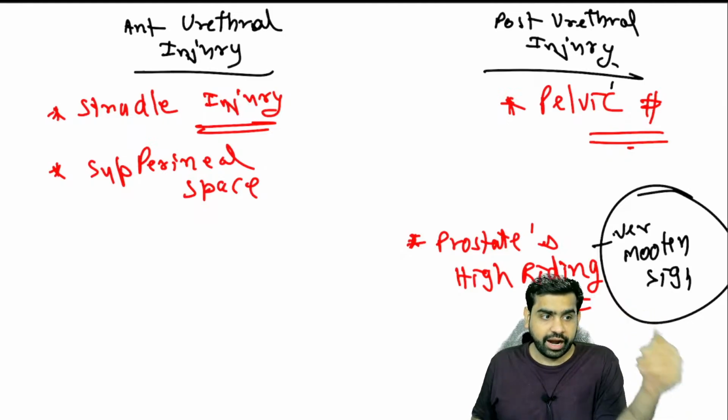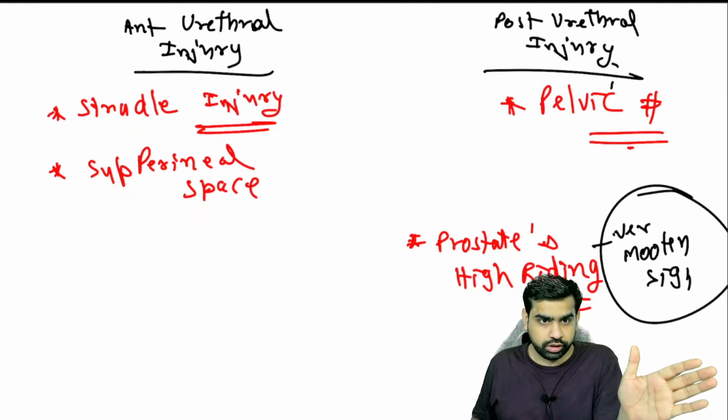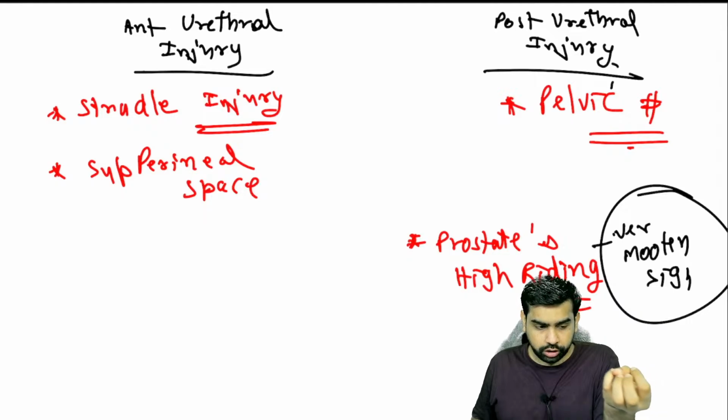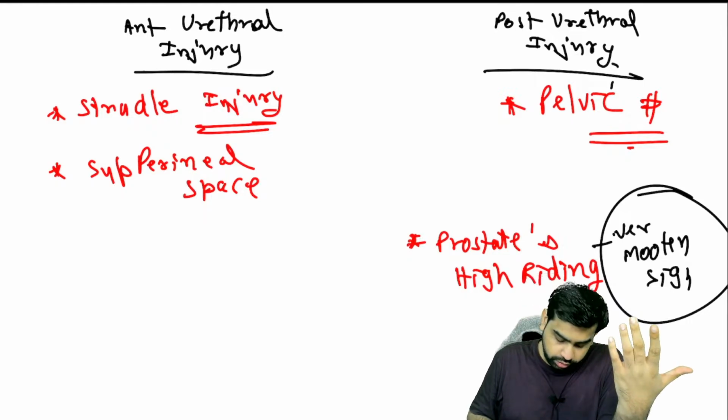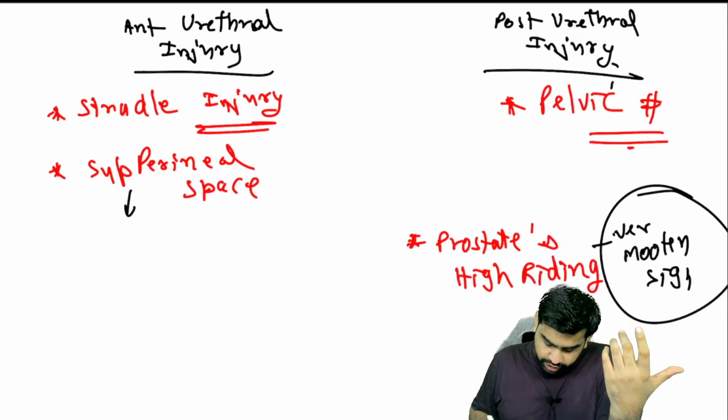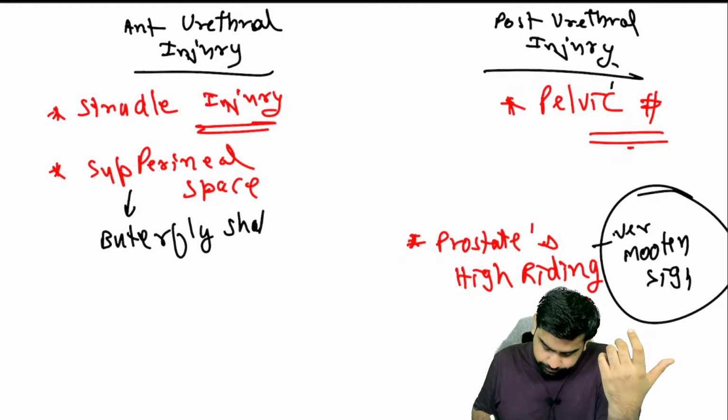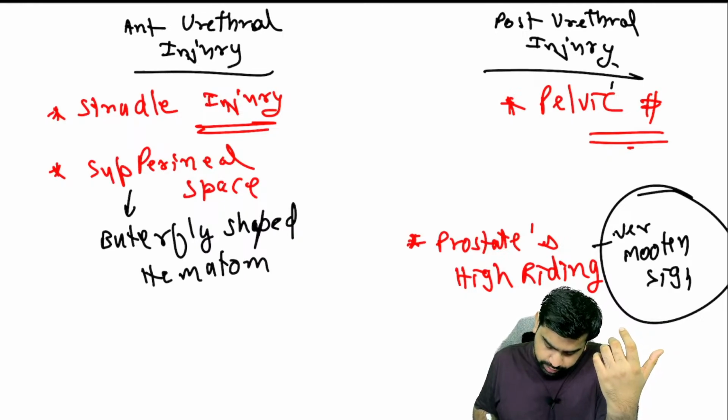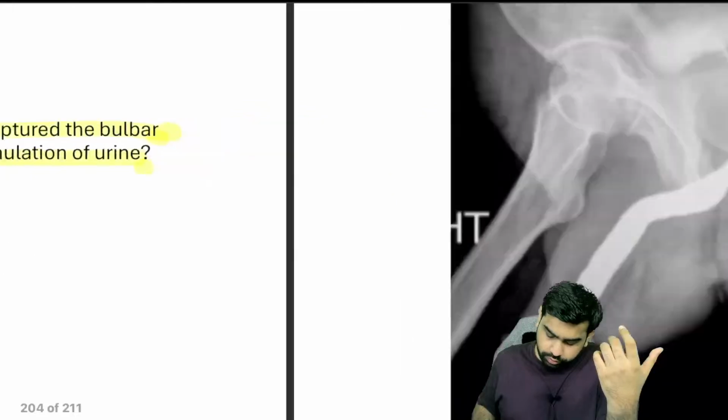I'll repeat it. In an anterior urethral injury, what you need to understand is that a straddle injury is there and there's urine accumulation in the superficial perineal space. This is also referred to as a butterfly shaped hematoma. I'll show you the image of this. Just give me a minute. So how it basically looks like.